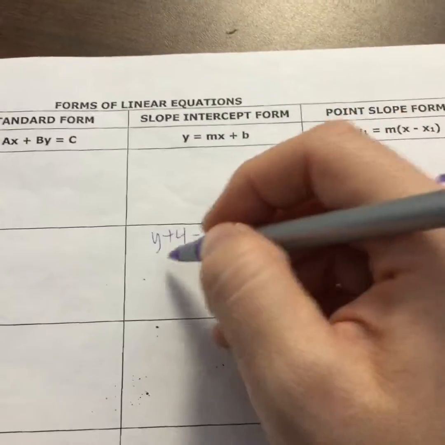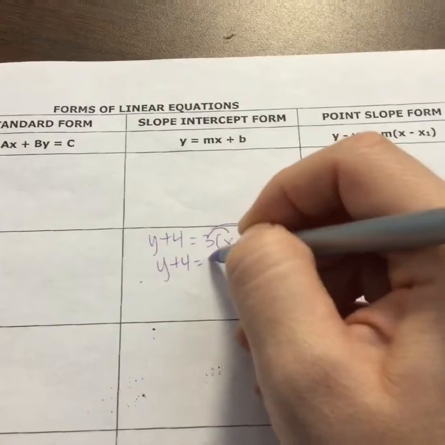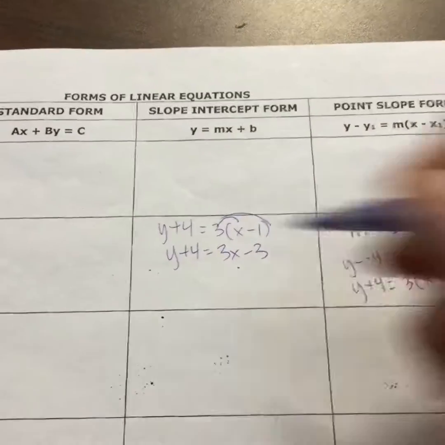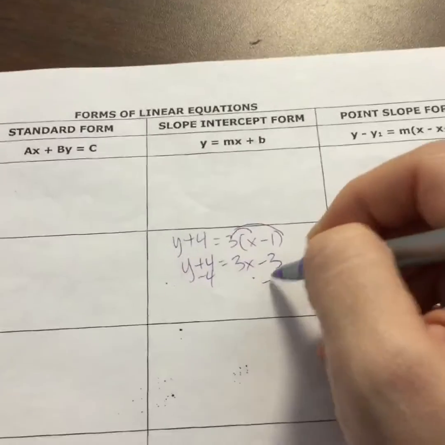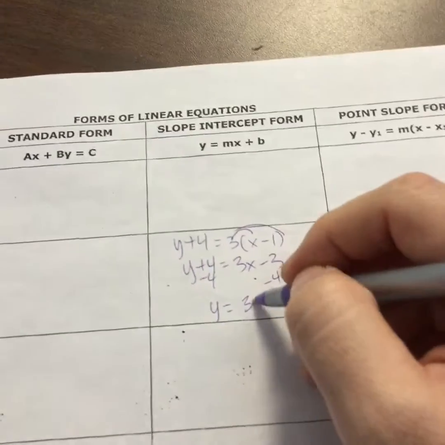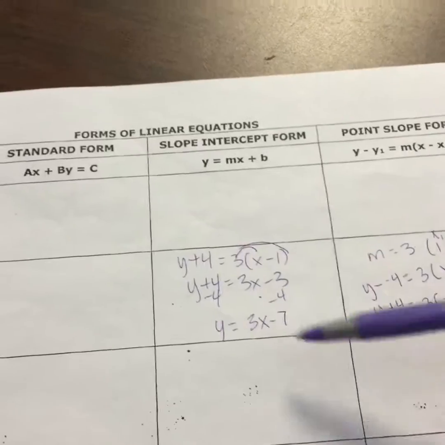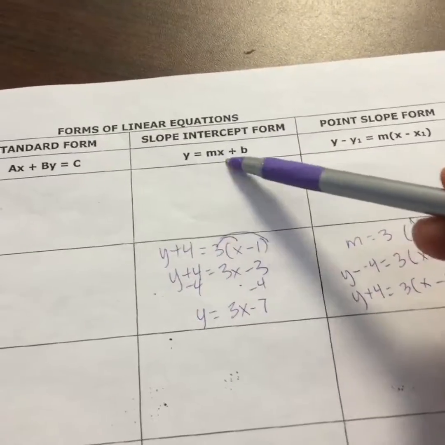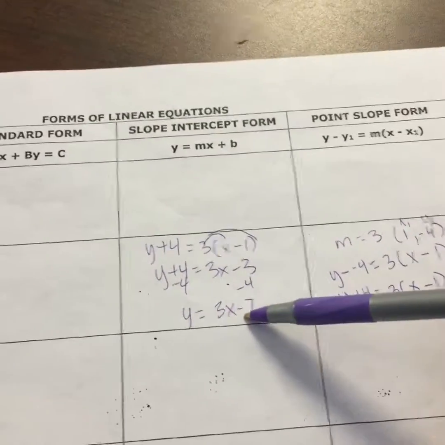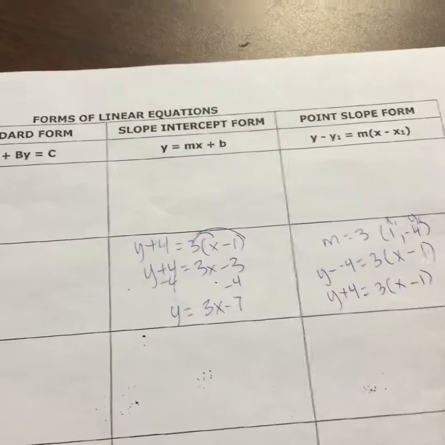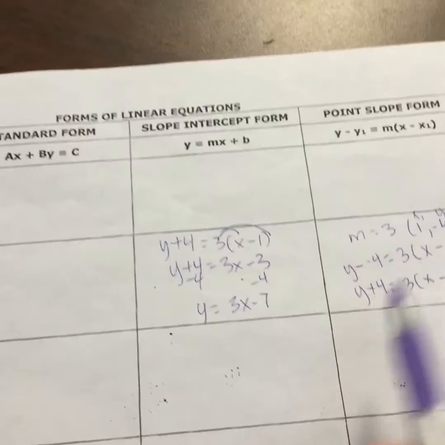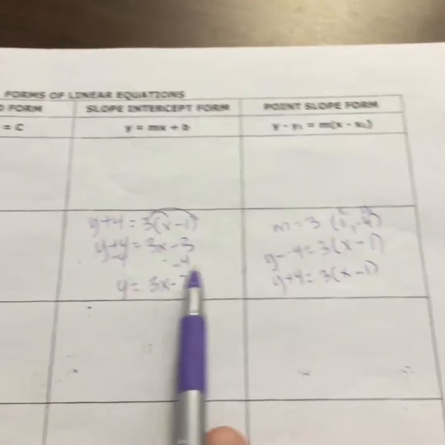I'm going to distribute the 3 first. It would look like that. And then I'm going to move the positive 4 to the other side of the equal sign by subtracting. So I'd have 3x minus 7. And if you look, it's in the form y equals mx. And it says plus b up here, but if you think about it, b is negative. So this would be plus negative 7, which we usually just write as minus. So that's the equation in slope-intercept form. So we went point slope first, then slope-intercept.